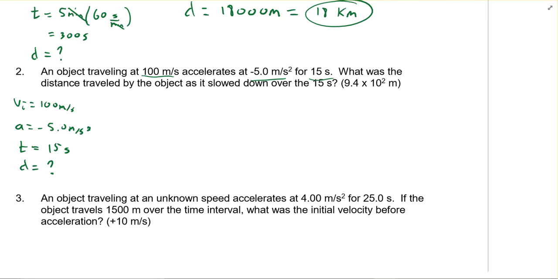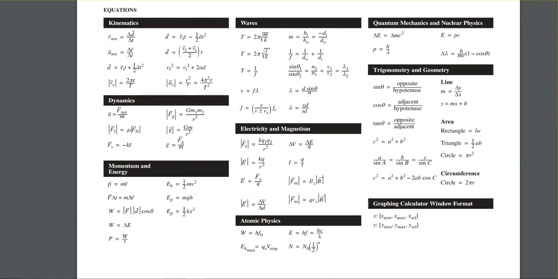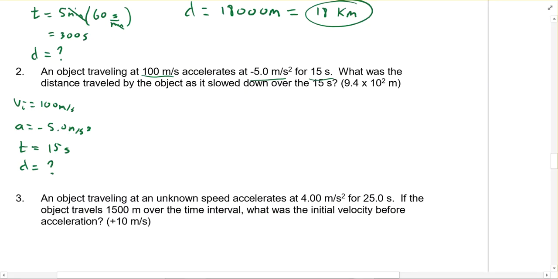So now choosing a formula, I'm going to look back to my formula sheet and ask which of these equations doesn't even have VF in it, because VF's the one I didn't care about. That's going to be our first one here, that one right there. So distance is equal to VI T plus 1/2 A T squared. Really now all we're doing is just plugging stuff in.